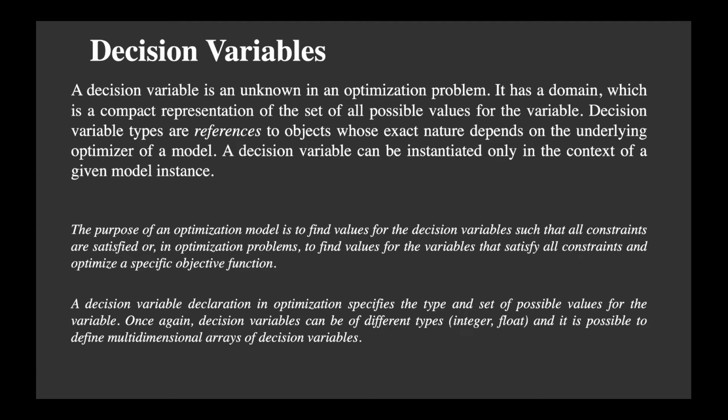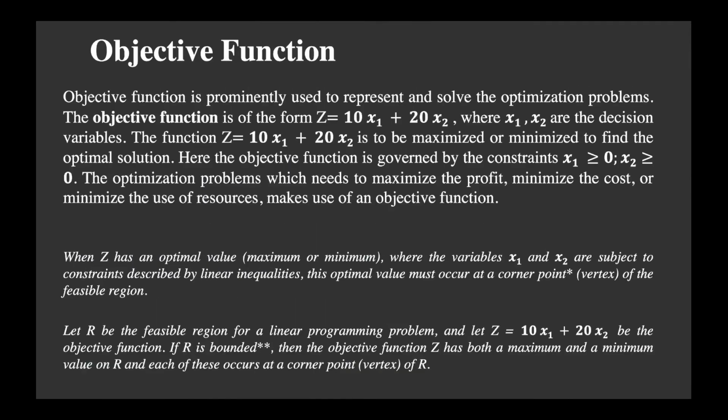A decision variable declaration in optimization specifies the type and set of possible values for the variable. Once again, decision variables can be of different types, integer, float, and it is possible to define multidimensional arrays of decision variables. The objective function is prominently used to represent and solve optimization problems.